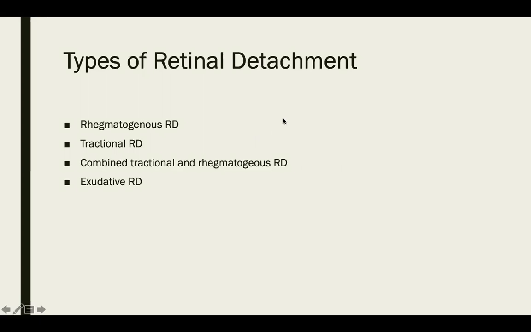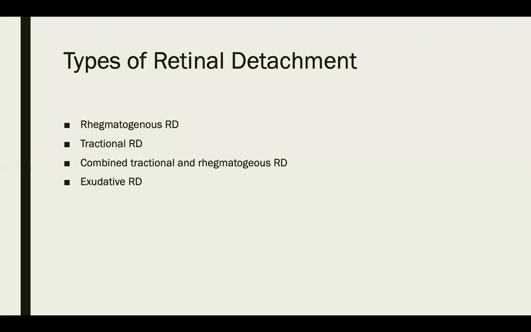So there are different types of retinal detachment. Mainly, we are classifying it into 3 types: the rhegmatogenous, tractional, and exudative type. Rhegmatogenous, rhegma means break. If there is a break in the retina, that is called rhegmatogenous retinal detachment.